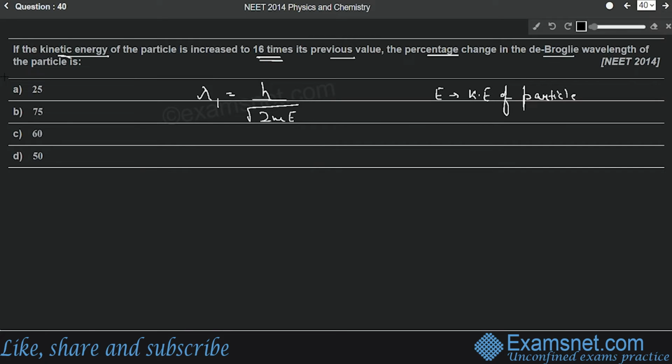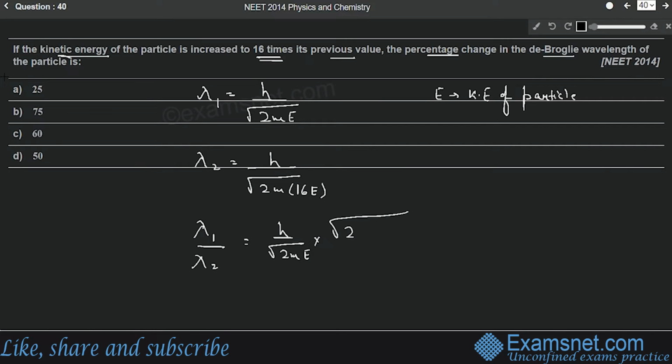So if lambda 1 is equal to h by under root 2me, then lambda 2 will be equal to h by under root 2m into 16e, because in the second case the kinetic energy is increased to 16 times, so it becomes 16e. Now if we find the ratio lambda 1 by lambda 2, that will be equal to h by under root 2me into under root 2m into 16e upon h. So h will be cancelled. Now under root 2me is on both the sides, so it will be under root 16 this side. So under root 16 means 4, other things will be cancelled.